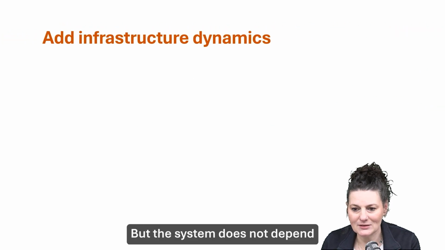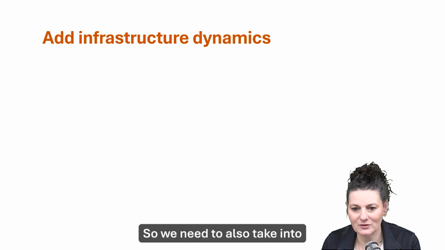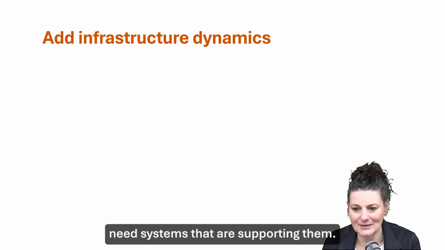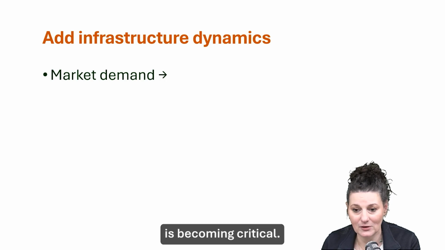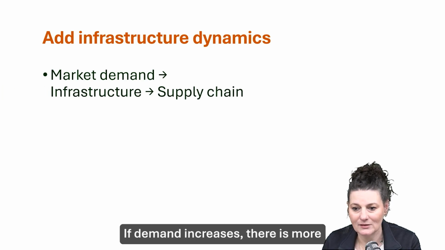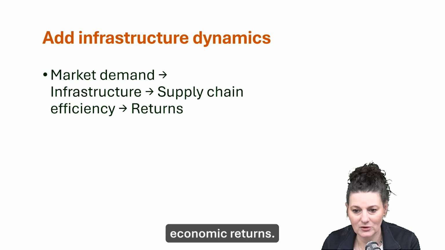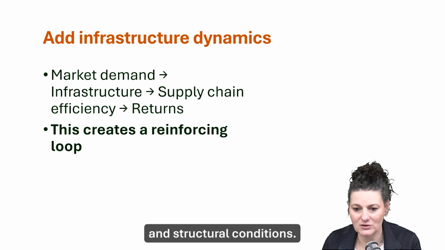But the system does not depend only on farmers and market. So we need to also take into account the infrastructure. Even if farmers are motivated, they need systems that are supporting them. And this is where infrastructure becomes critical. If demand increases, there is more incentive to invest in processing and supply chain capacity. And better infrastructure can improve efficiency. And this improves, again, economic returns. This shows that system change depends on both individual decisions and structural conditions.